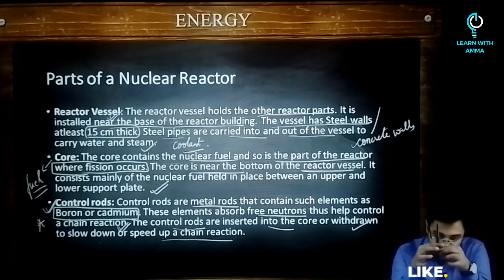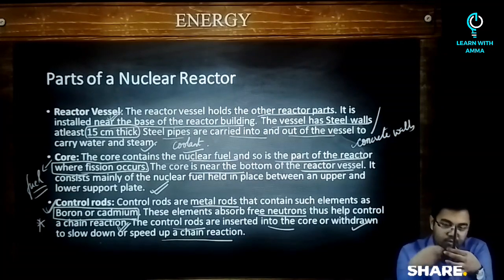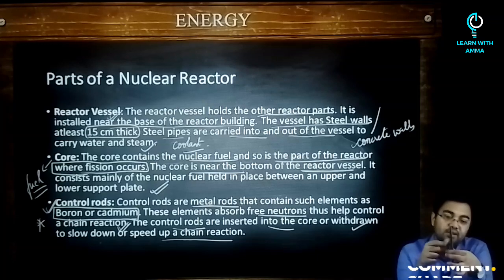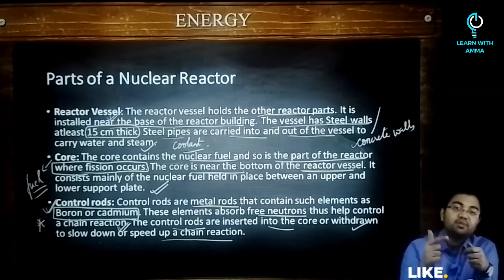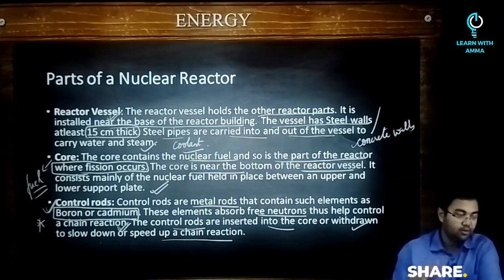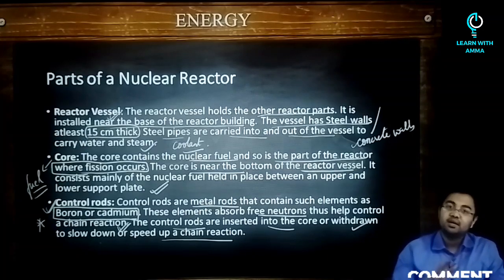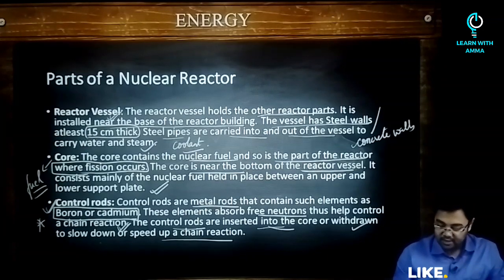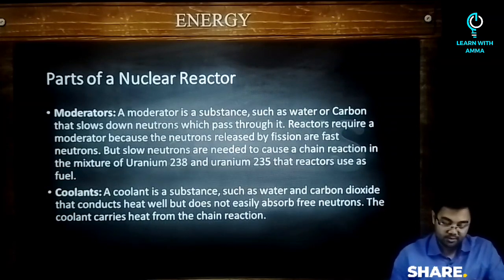So whenever the control rods are inside the core, they absorb all the extra neutrons, but whenever they have been taken outside the core, the number of neutrons will again start to increase. So depending on whether you need to slow down the process or increase it, you will either insert the control rod or withdraw the control rod.